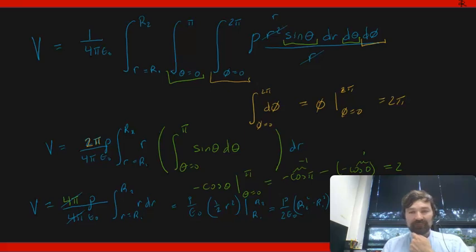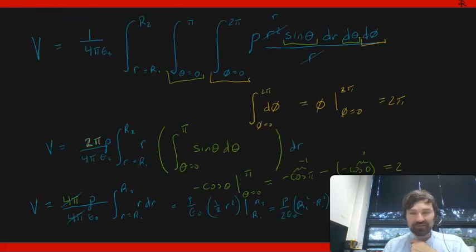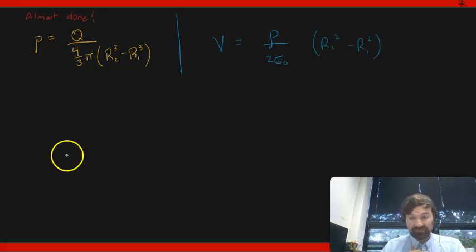So if you come back here and look at the voltage, I've said rho over 2 epsilon naught. So my voltage is rho over 2 epsilon naught, and then times this difference of squares, r2 squared minus r1 squared. So to finish this out, we need to substitute all of this in where we see a rho.